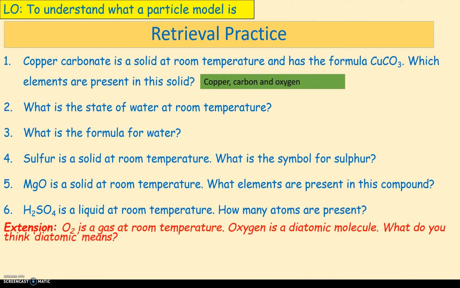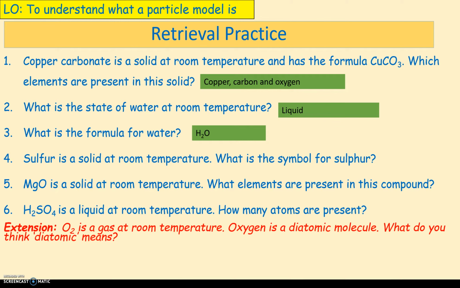So, copper carbonate is a solid at room temperature and has the formula CuCO3. Which elements are present in the solid? Copper, carbon, and oxygen. What is the state of water at room temperature? That would be liquid. Well done. What is the formula for water? And I know you've written H2O.